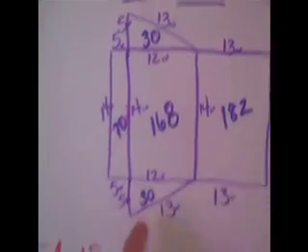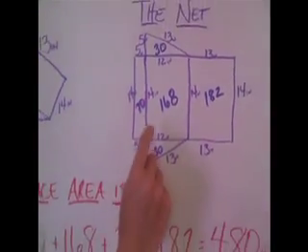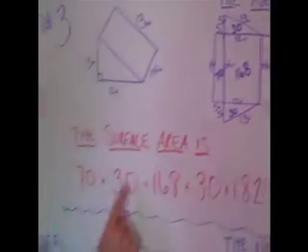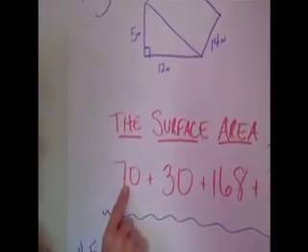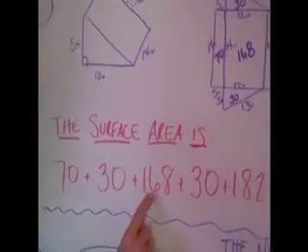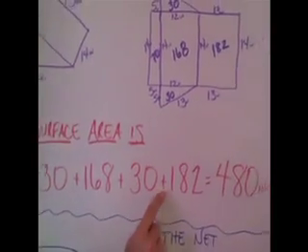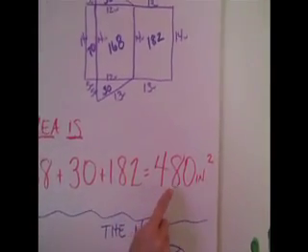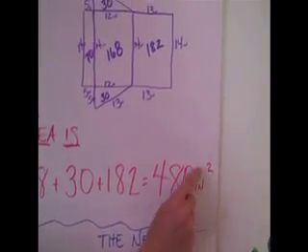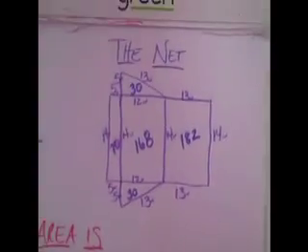Now, to find the surface area, you add all of the areas together. So we're going to take all this. The surface area is 70 plus 30 plus 168 plus 30 plus 182 equals 480 inches squared. That's the surface area of this shape.